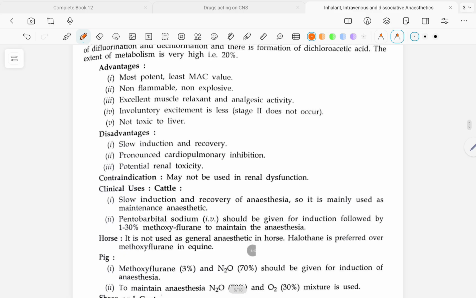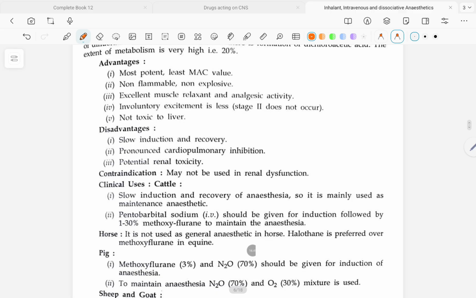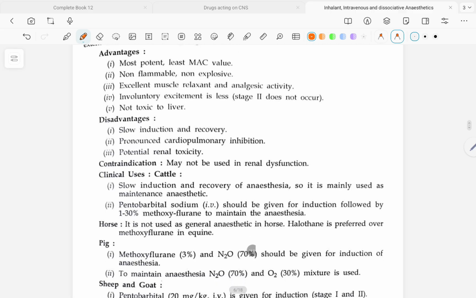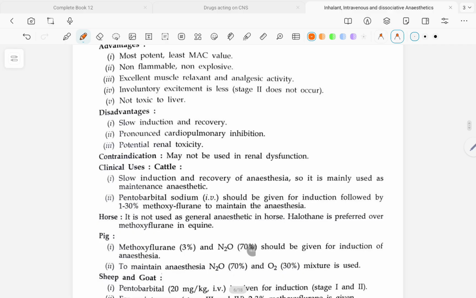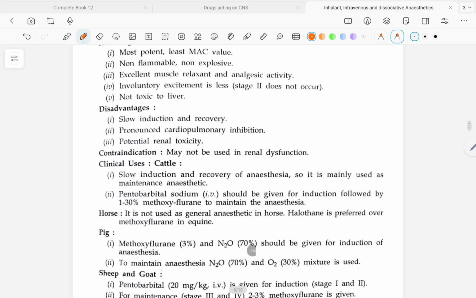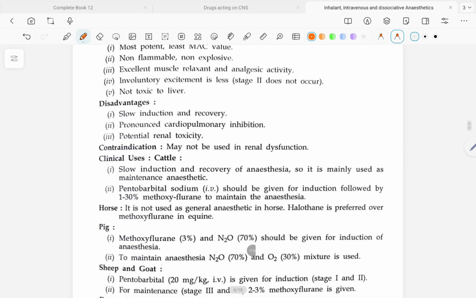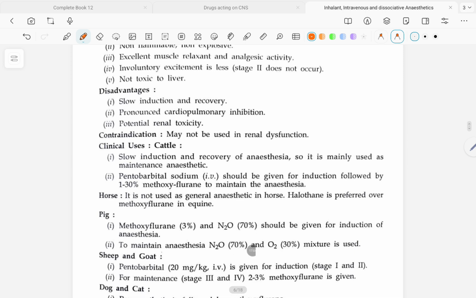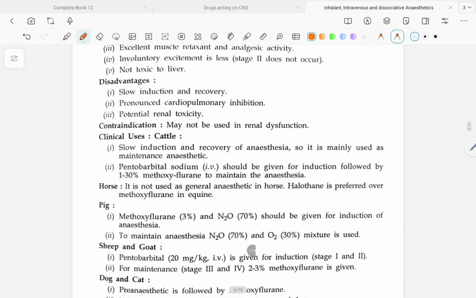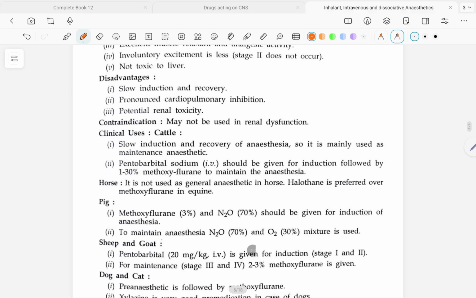Advantage: most potent, least MAC value, non-flammable, non-explosive, excellent muscle relaxant and analgesic activity. Involuntary excitement is less, stage second does not occur, not toxic to liver. Disadvantage: slow induction and recovery, pronounced cardiopulmonary inhibition, potential renal toxicity.